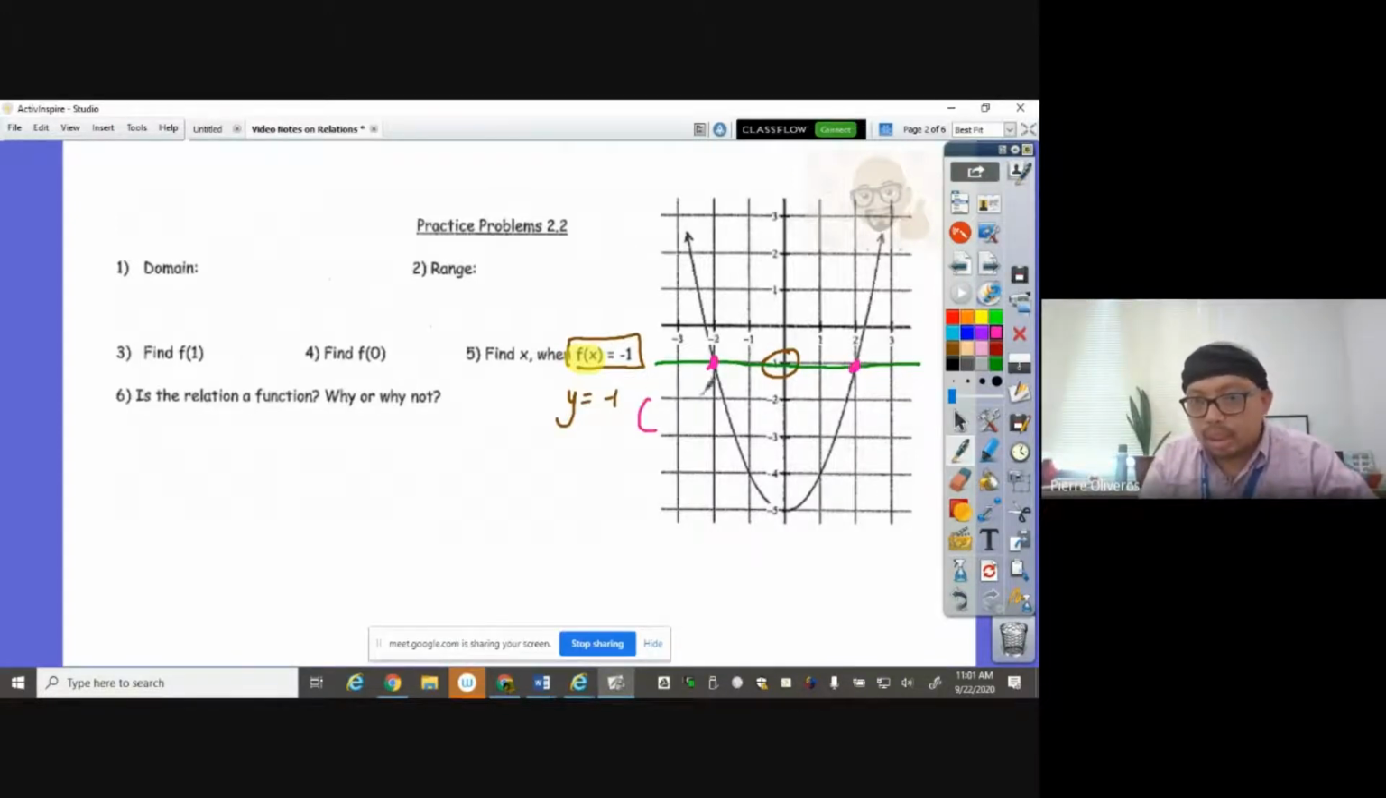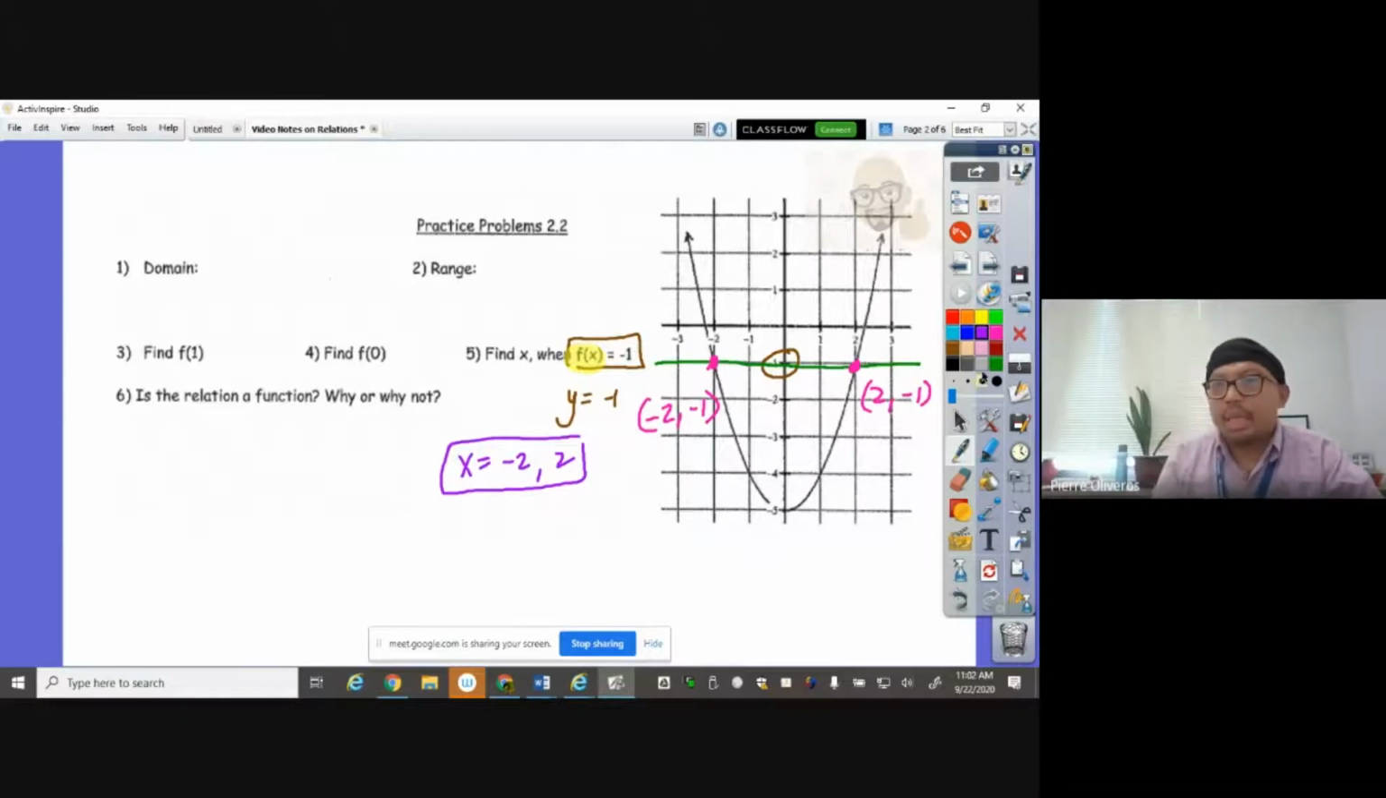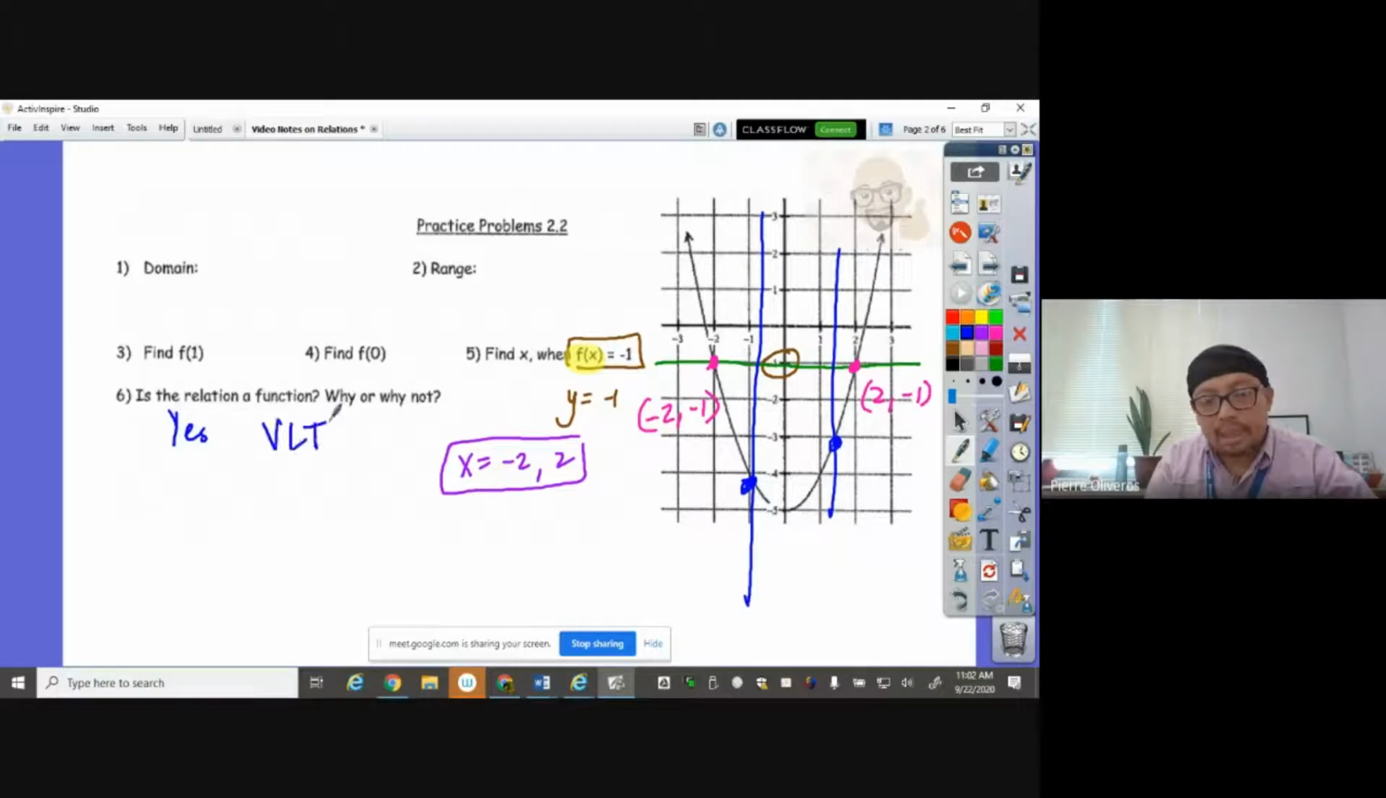What are the points there? This first point here is negative 2 comma negative 1. And this point here is positive 2 comma negative 1. So therefore, the values of x are negative 2 and positive 2 when f of x equals negative 1. Is the relation a function? If I draw a vertical line, it crosses only one point here. So therefore, yes, because it passed the vertical line test. It crossed only at 1 point.